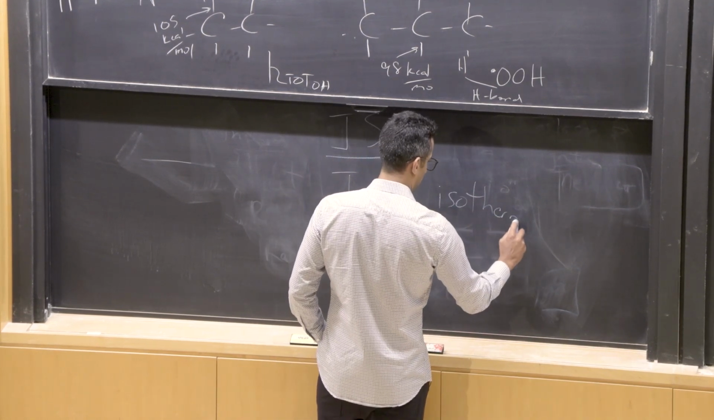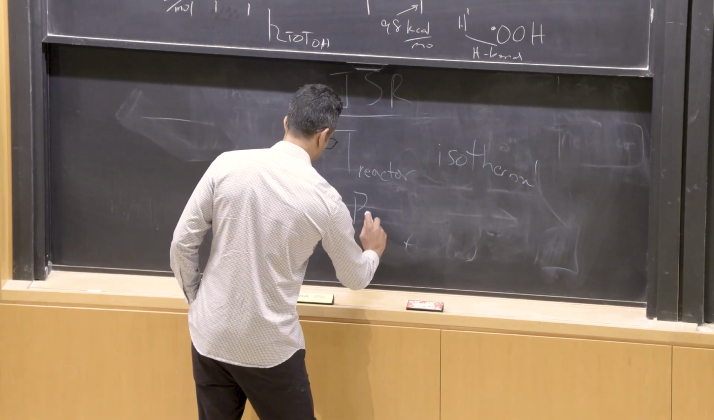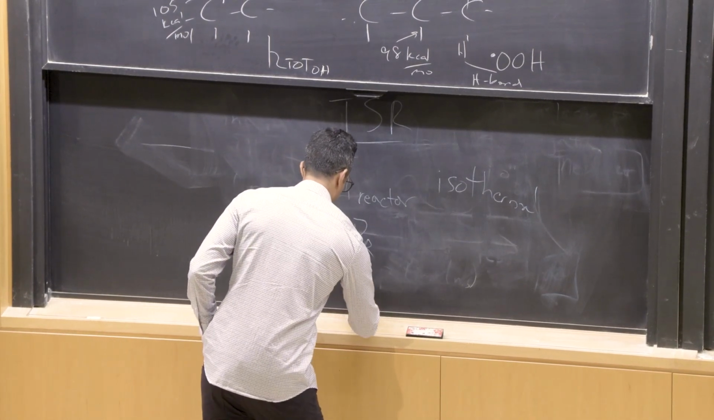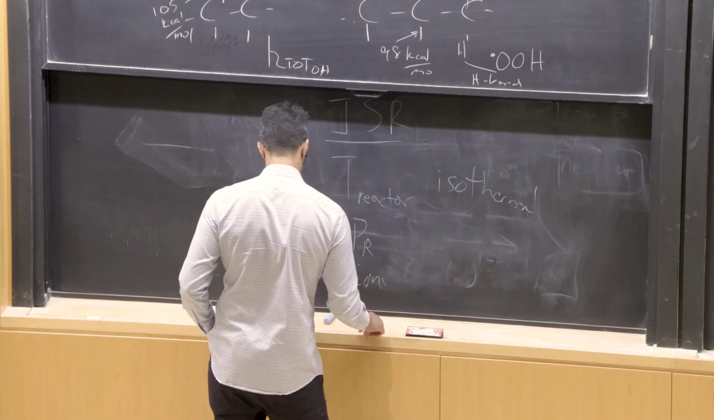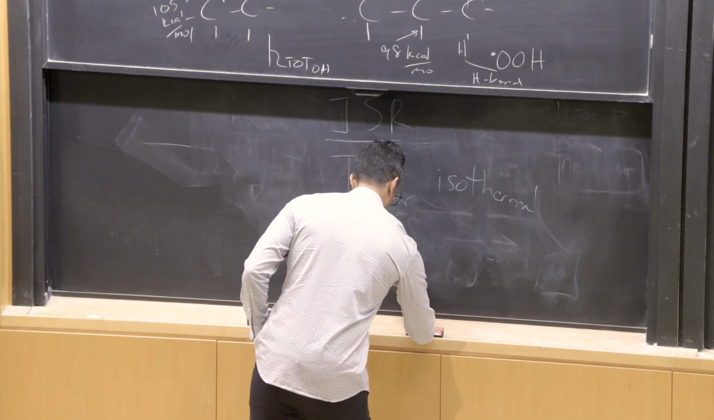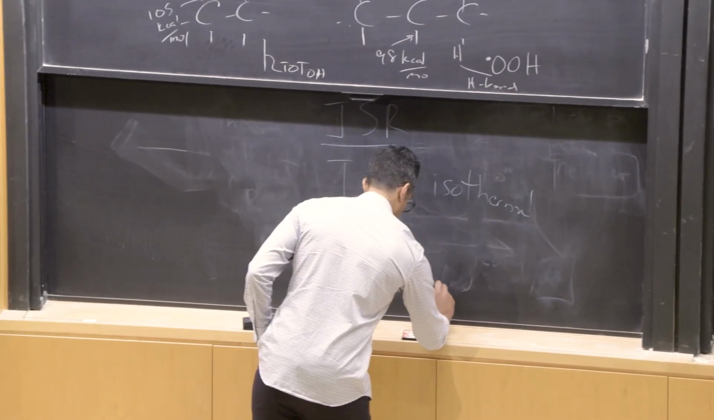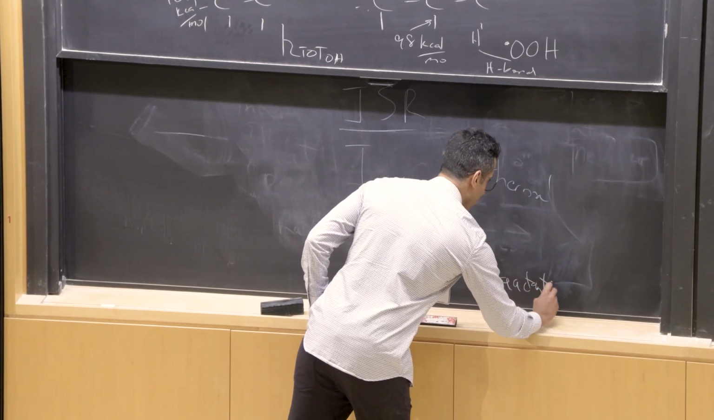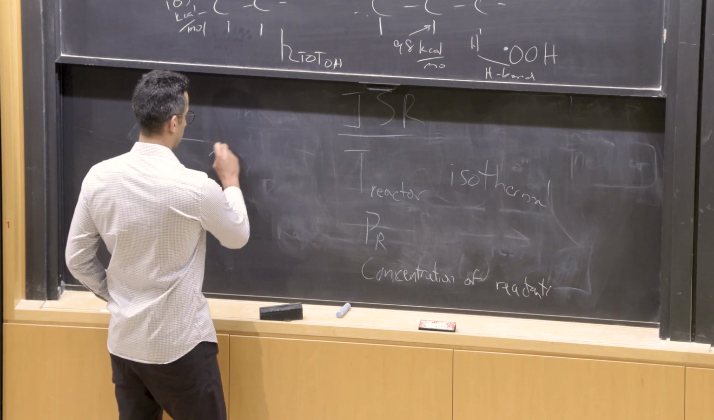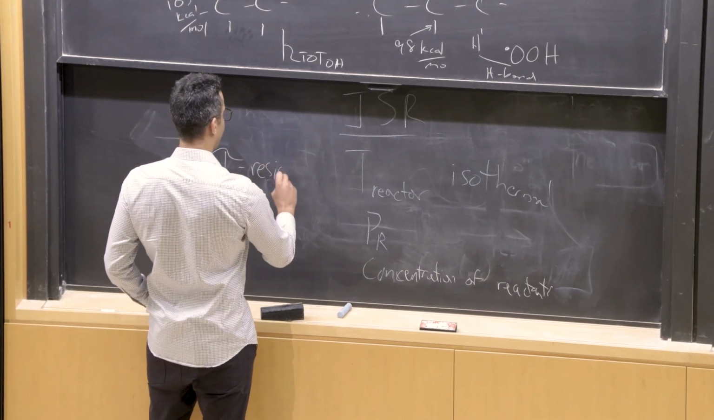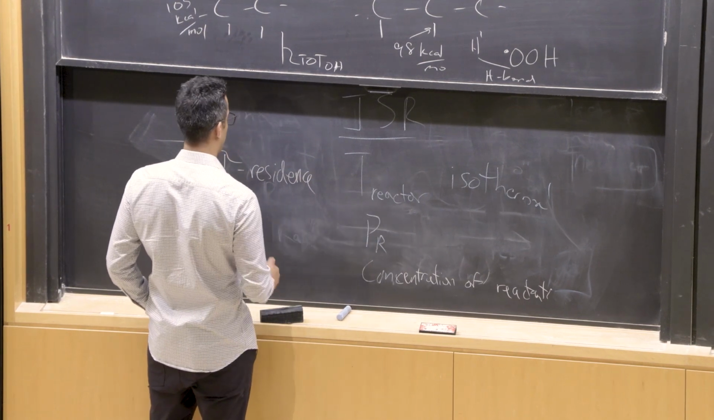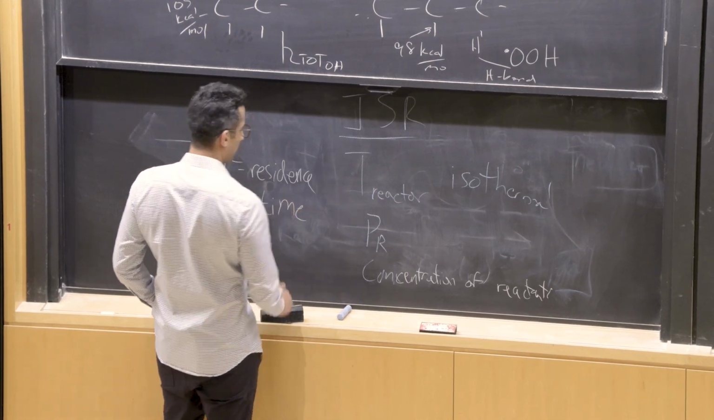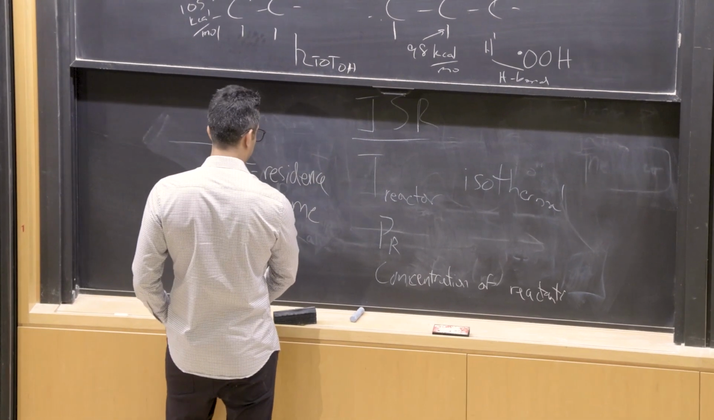reactor pressure, the gas composition, so concentrations of reactants, and the last thing is tau, the residence time. How long does your gas mixture stay inside of the reactor at the temperature and pressure of the reactor, okay? Residence time. And that's usually measured in seconds.